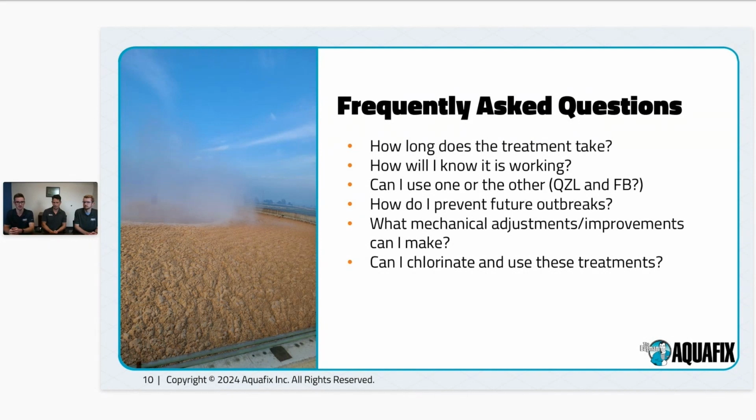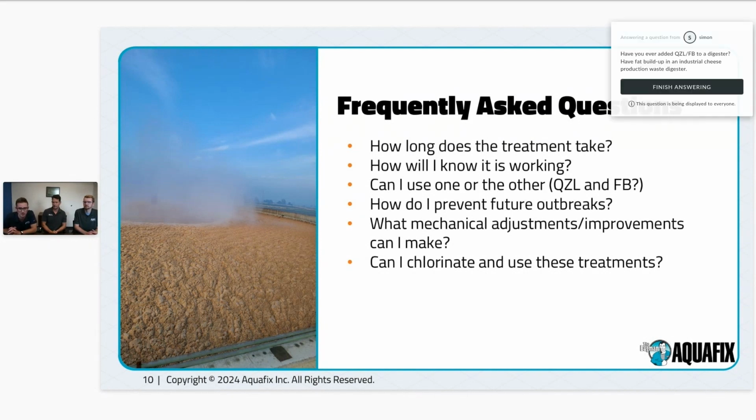So Simon, yes. Have you ever added Quicks-ML/Foam Buster to a digester? Have fat build up in an industrial cheese production? I actually have done that, and it can and will work. We can actually do samples on digesters also. One thing we didn't note is that the foam, your filaments, are probably originating in your aerated process. You're essentially wasting them in there. To get more towards the point, yes, you can use Quicks-ML and Foam Buster in there.